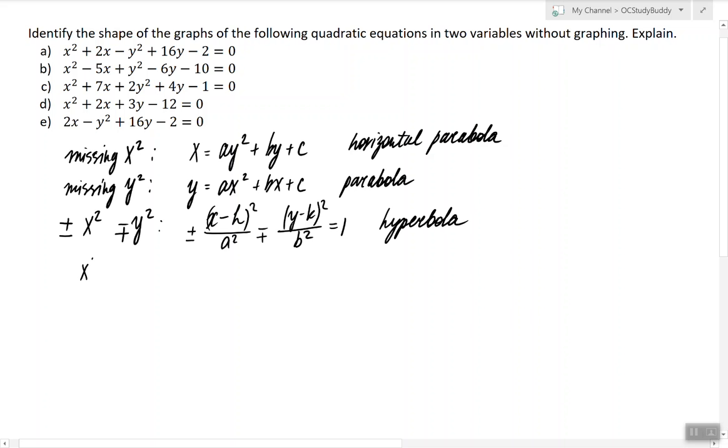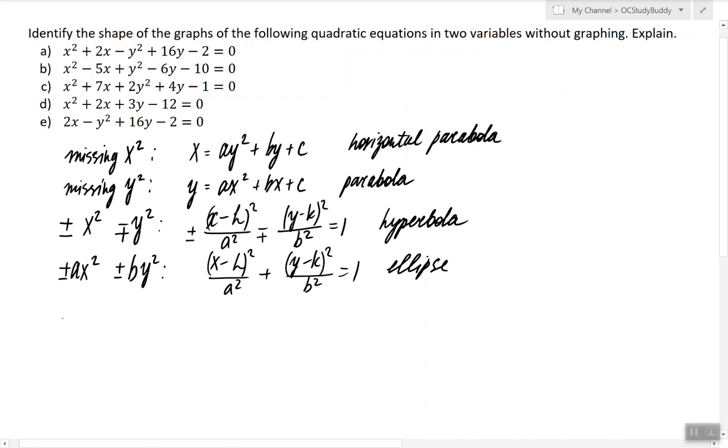Now, what if the coefficients of x squared and y squared are both present and have the same sign, but possibly different values? So they both could be positive or both could be negative. That means this equation can potentially be written like this, which is the equation of an ellipse.